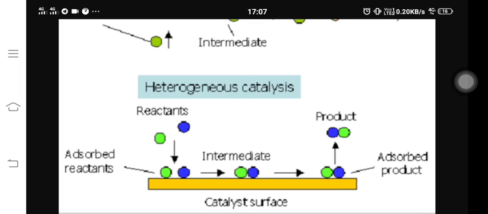But in the case of heterogeneous catalysis, the reactants are adsorbed on the surface of that particular catalyst. Means the reaction takes place on the catalyst surface, and then forms the intermediate, and the product is adsorbed on the catalyst surface and then converted into the products. In these reactions, the phase of the catalyst is different from the phase of the reactant, that is, the substrate.